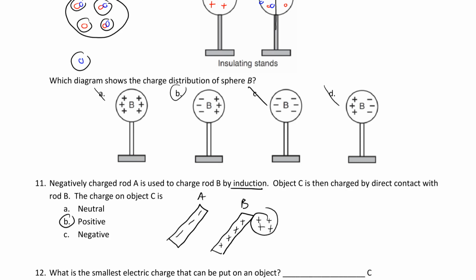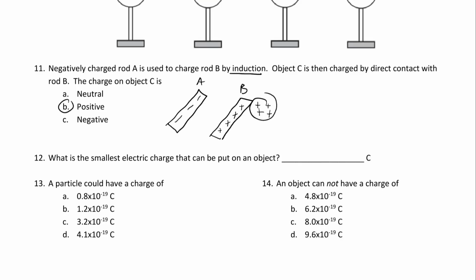And again, look back at my explanation of what charging by induction and charging by contact is, if you're confused by that. That explanation was in the beginning of the video there. Okay, so number 12, this one's a good one. It says, what is the smallest electric charge that can be put on an object?